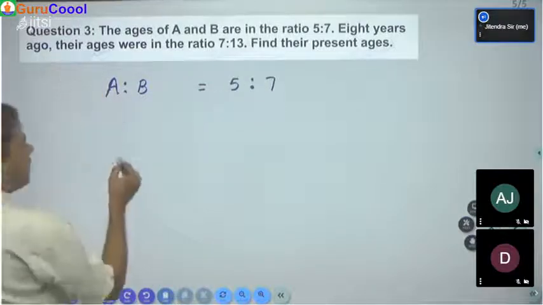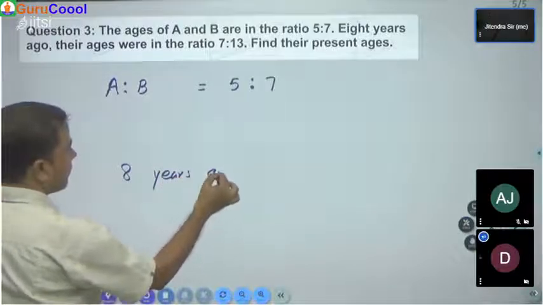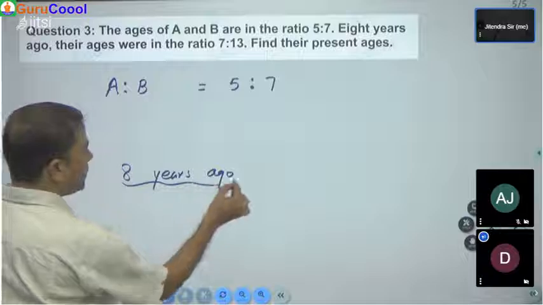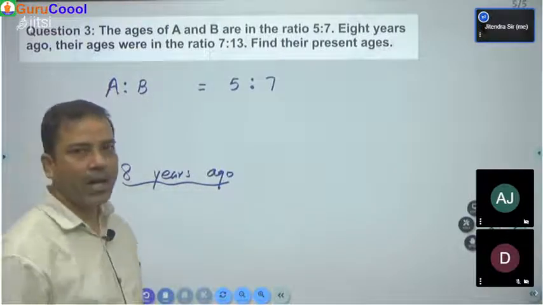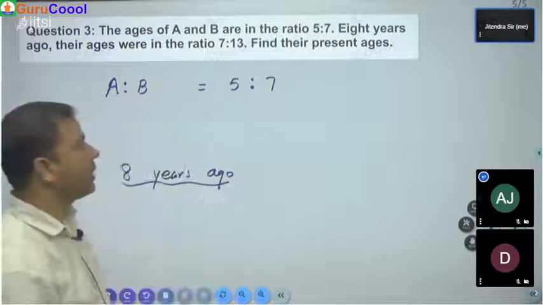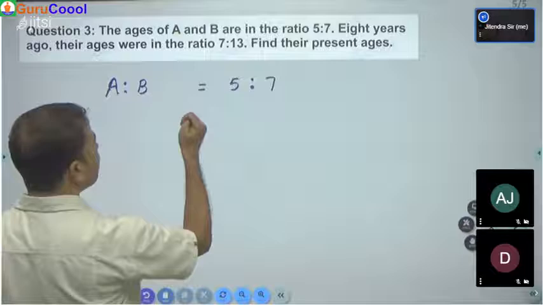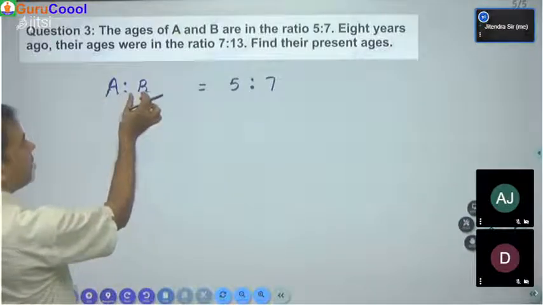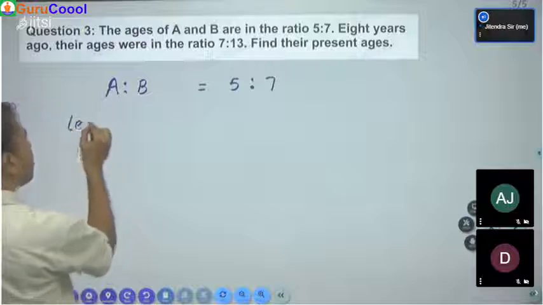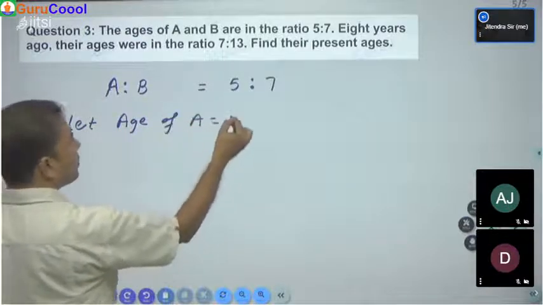8 years ago. What does it mean by 8 years ago? 8 years back, sir. And how do we maintain it in mathematics? Just subtract it. Yes. So, how do we handle the ratio? We take the age of A to be 5x. Let the age of A be 5x.